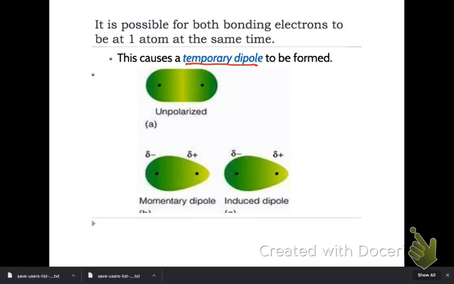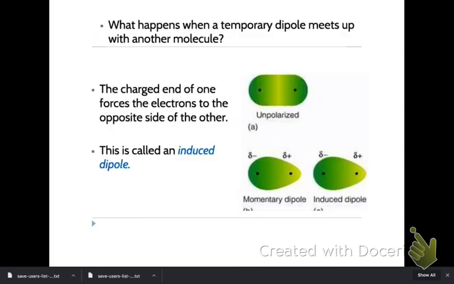So it's kind of like a domino effect. But it has to be conditions of high pressure and very, very low temperature. This has to happen, and this will induce all the other ones to form those temporary dipoles as well. So temporary because it's not a permanent dipole like water. Temporary because normally they share their electrons equally.